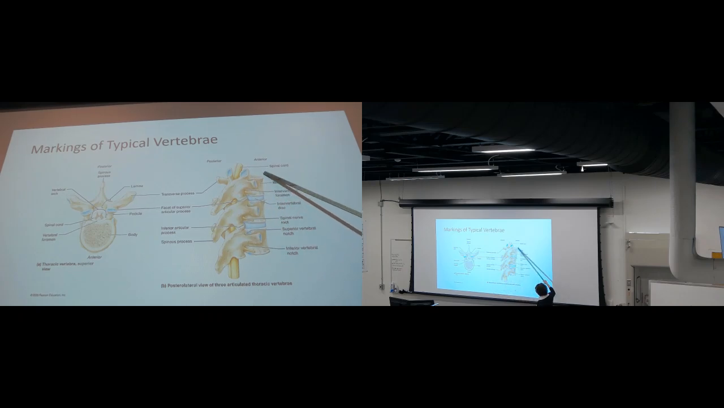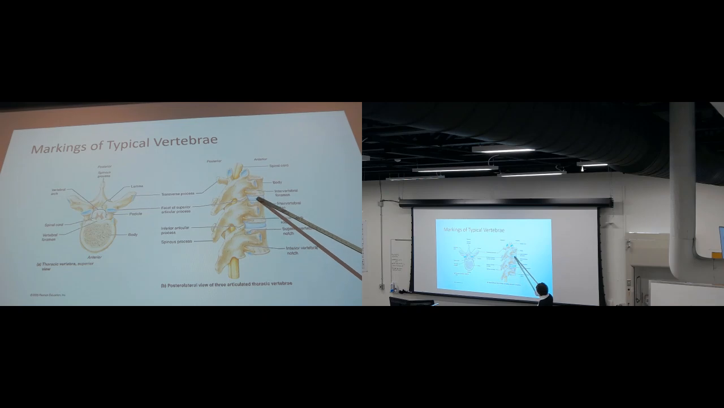Since this is the angle view, this is anterior, this is posterior, this is lateral, right lateral in this case. So this is the body, and the spinous process goes posteriorly and at an angle. And these are the transverse processes. And this is the superior articular process, inferior articular process, superior, inferior, superior, inferior.